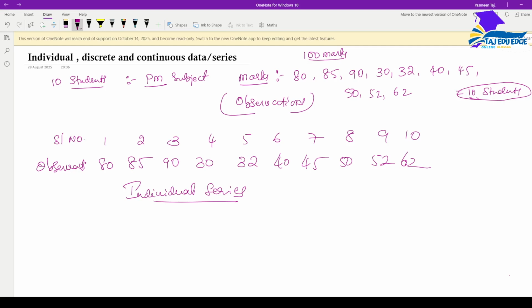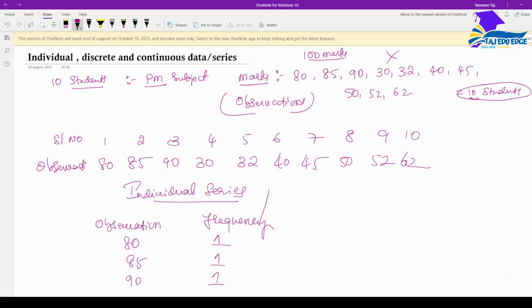But if we put this into a frequency, what is frequency? What is observation? Now I am speaking about the discrete series, observation and frequency. How many students have got 80 marks? If you observe this data, only one student has got 80 marks. How many got 85 marks? One student. How many got 90 marks? One student.